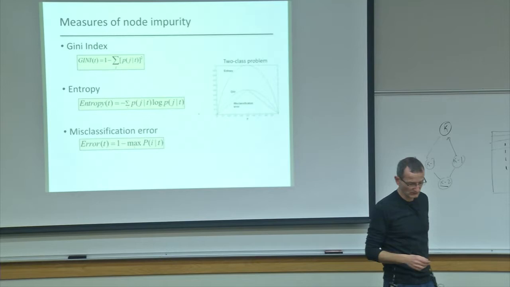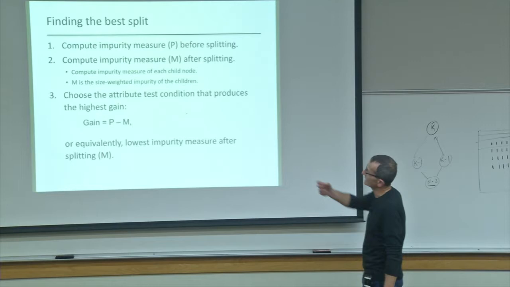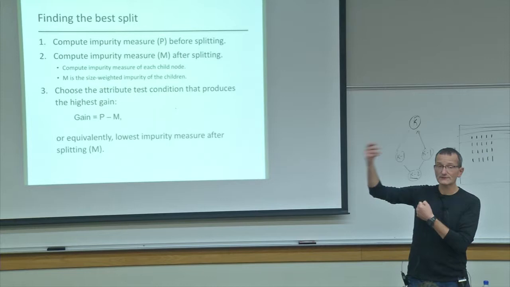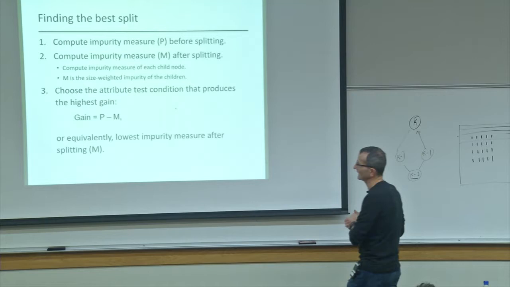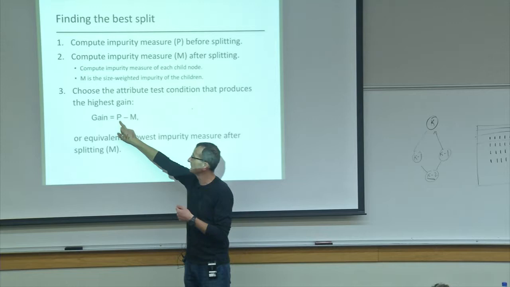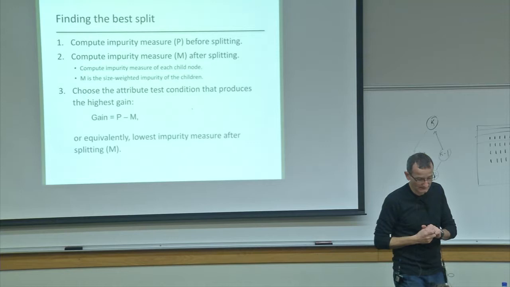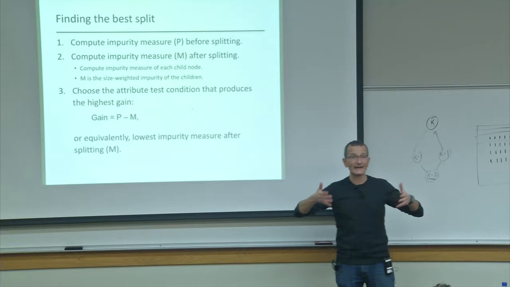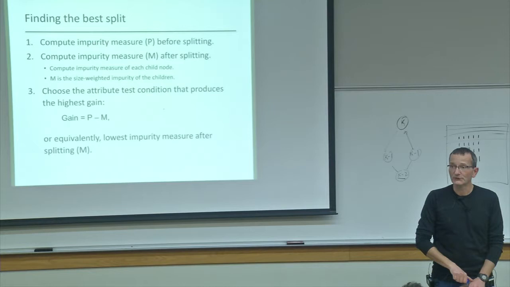Finding the best split is usually an algorithm like this. You compute the impurity measure before the split, using either the Gini index, entropy, or error. Then you compute the impurity measure after splitting, so essentially the before and after. Then you define some sort of a gain, which is the difference between the before and the after. And then you pick the variable and the splitting decision associated with that variable that maximizes that gain. It's very much a greedy algorithm for inducing the tree, and these are called greedy tree induction algorithms.